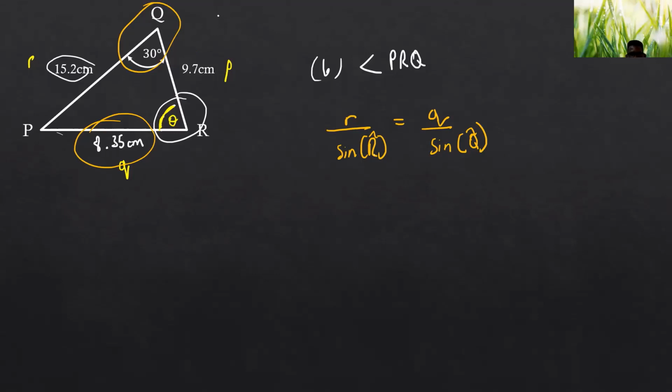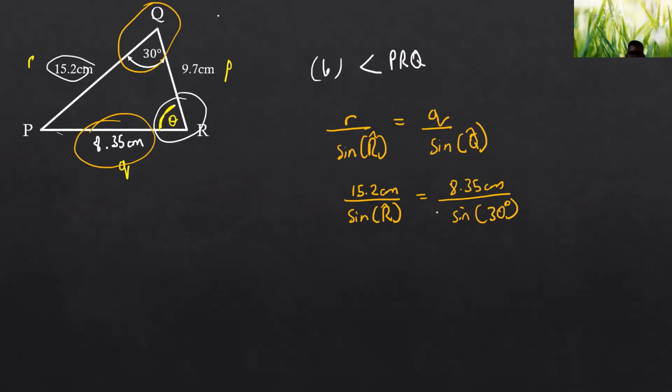So R, we want to find this guy. R is 15.2 centimeters divided by sine R, what we want to find. You can plug it in as angle PRQ, same thing. It's equal to our Q, which is 8.35 centimeters, which we solved earlier, divided by sine Q, and Q is 30 degrees. That was given. Now, you notice we want to find R, and R is in the denominator, right?